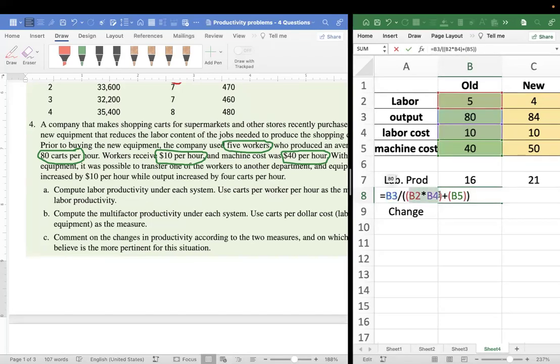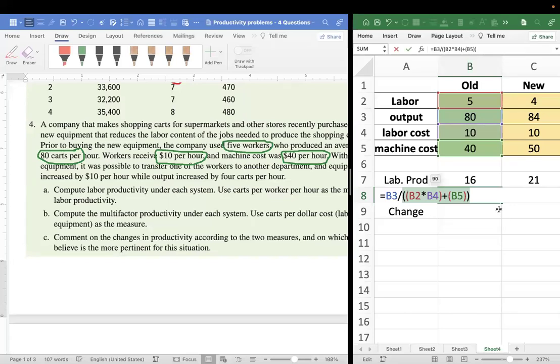And then here we have labor cost, and then this is machine cost. And as you can see here, I'm using multiple parentheses. The reason is that I want to consider this whole as a denominator. So please make sure that it's appropriate to use the right number of parentheses.